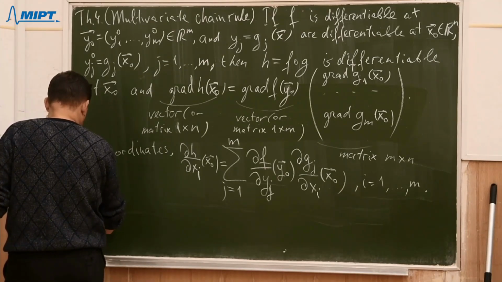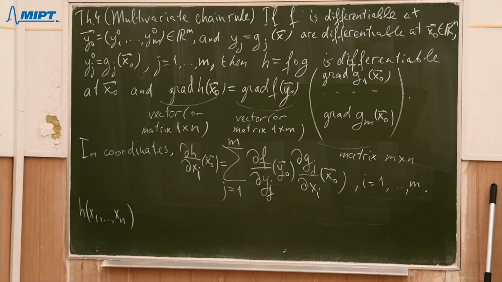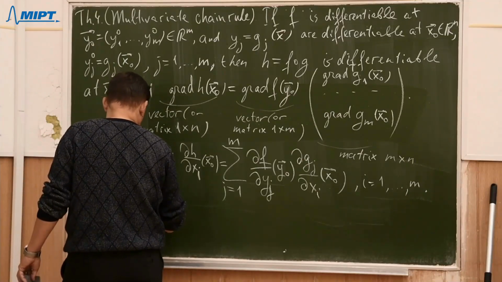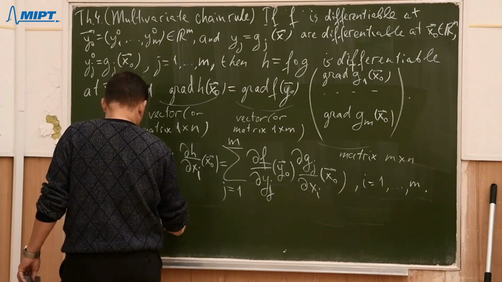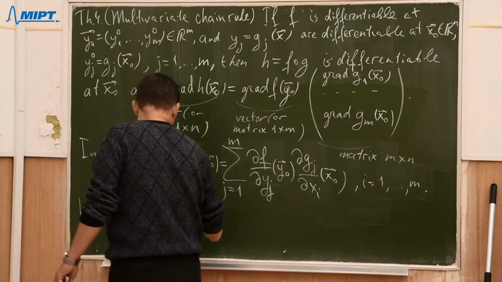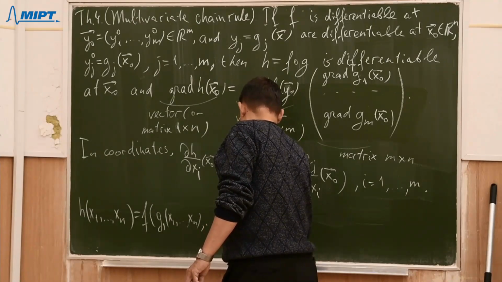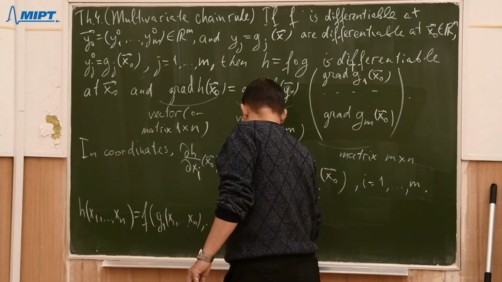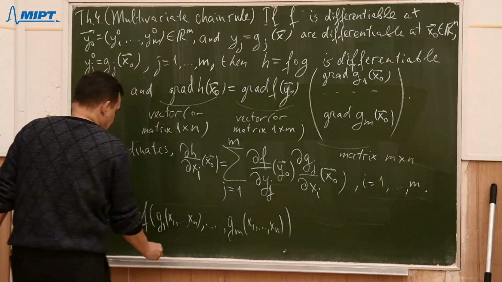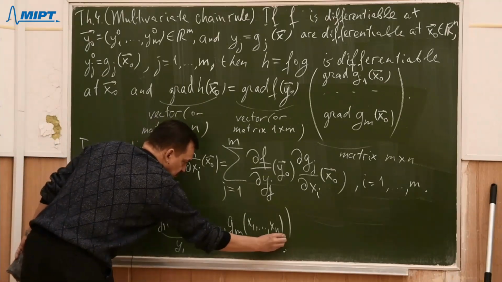So what we have? We have a function of n variables h, which is represented as f of g1 of x1, so on, xn, and so on, gm at x1, so on, xn. Now, that is y1, that is ym.